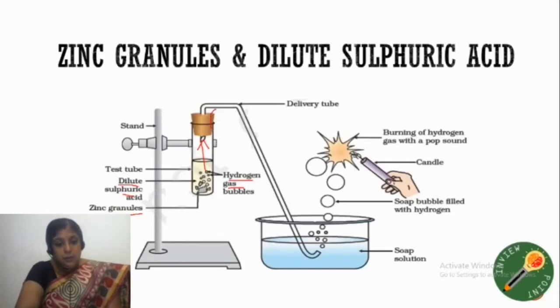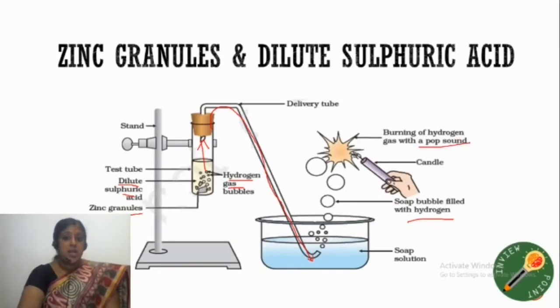Suppose you are passing this gas through a soap solution. Then bubbles are formed, right? Soap bubbles are formed with the hydrogen gas. Take a candle, light it, and place the burning candle near the soap bubble filled with hydrogen. Then what do you see? The candle will burn with a pop sound. Is it clear, students? This indicates the presence of hydrogen gas.